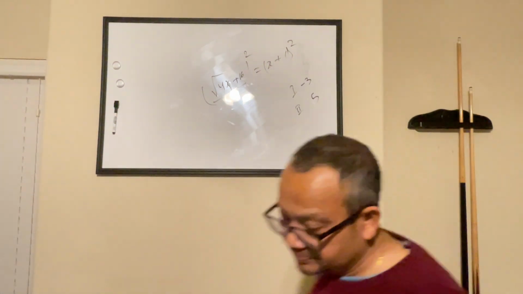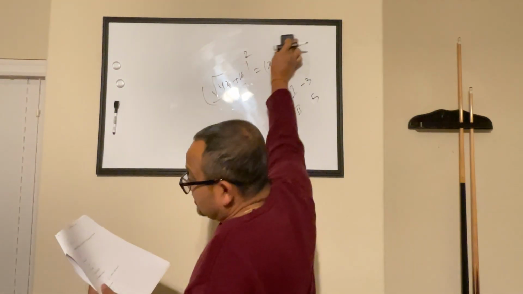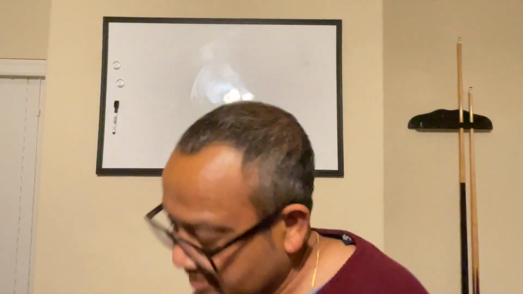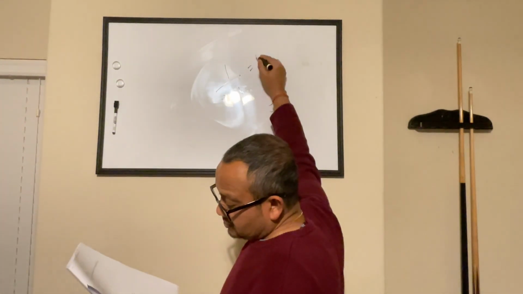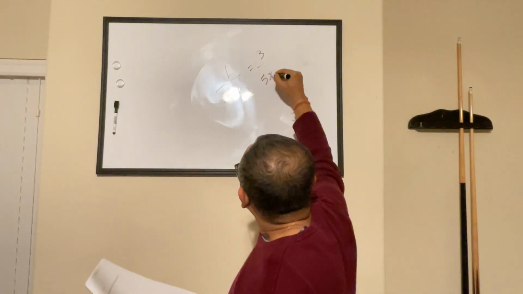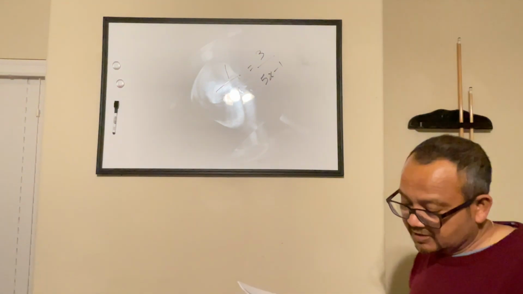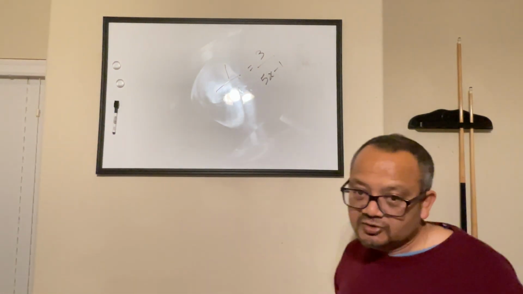Now the next one. This is the rational equation: 1 by x plus 1 equal to 3 by 5x minus 1. What is the value of x? I haven't finished solving that yet. Do it.